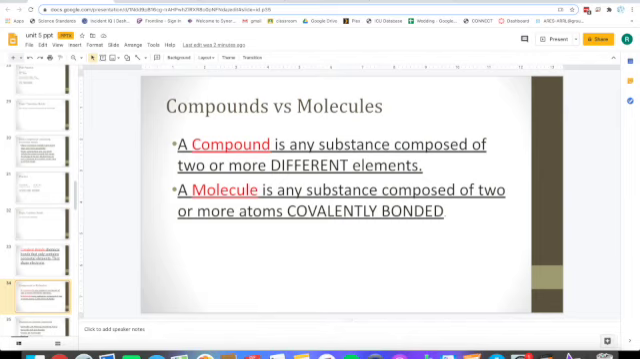You also need to know a compound is any substance composed of two or more different elements, and a molecule is any substance composed of two or more atoms covalently bonded. So molecules are specific to covalent bonds, whereas compounds can be anything.